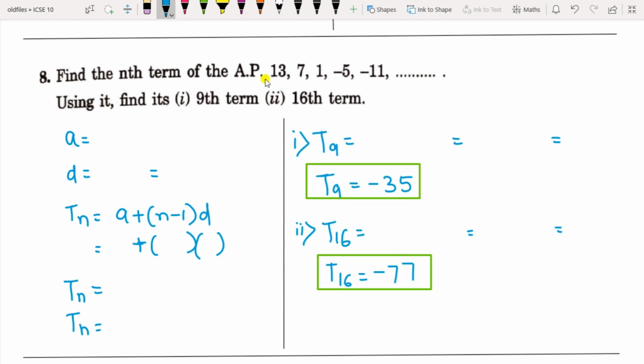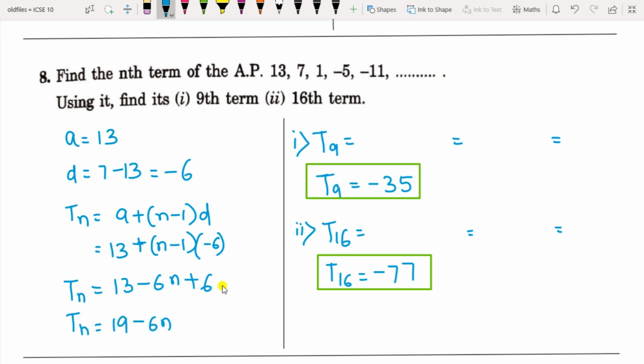Find the nth term of the AP 13, 7 and so on, and also find its 9th term and 16th term. So from the given AP, A is 13, D will be 7 minus 13, which is minus 6. You have to find the nth term here, so use the formula. A is 13, n minus 1, and D is minus 6. So this will be 13 minus 6n plus 6. So this is 19 minus 6n.